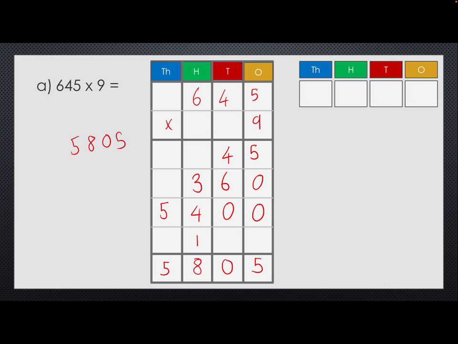Just check my working because that was very quick. Yep, that all looks good to me. I can check with the 9 times tables. If 4 and 5 add up to 9, and 3 and 6 add up to 9, and 4 and 5 add up to 9, that means I know they're at least in the 9 times tables.